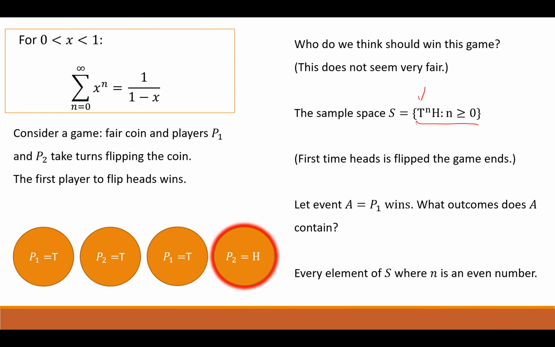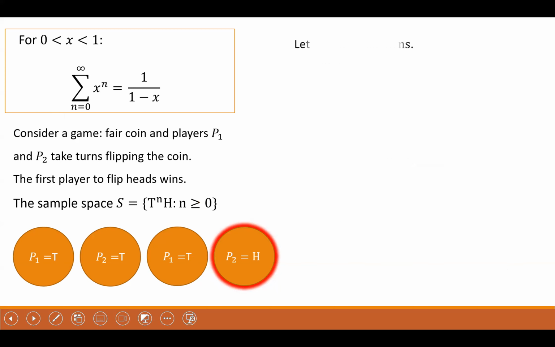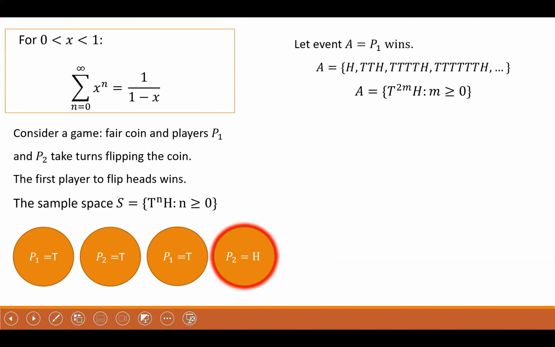So if N is 0, that means player one wins. They got heads on the first flip. If N equals 2, then player one wins because they get heads on the third flip. If N equals 4, player one wins because they got heads on the fifth flip, and so on up to infinity. Okay, so everywhere that N is an even number is one of the outcomes in my event A. And they would all look something like this. But then I can express it a little more succinctly.